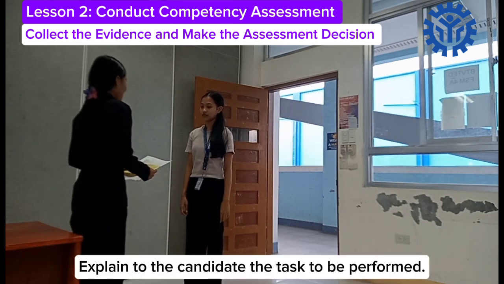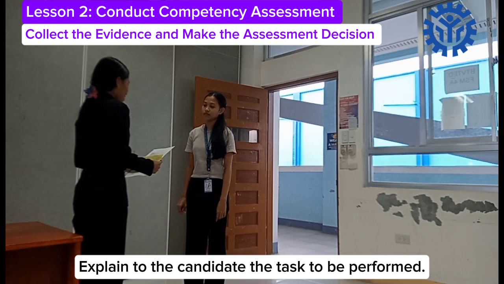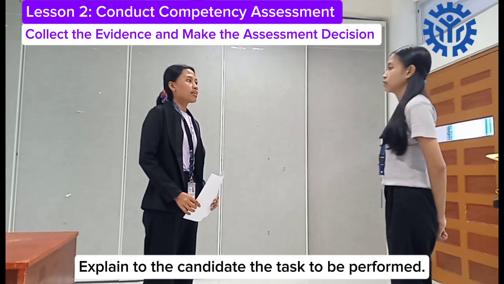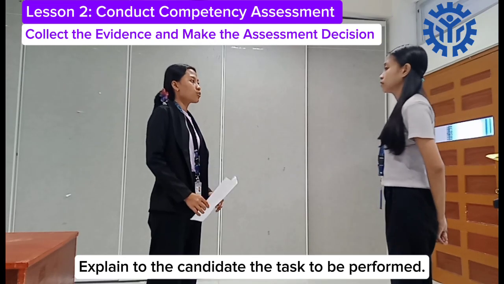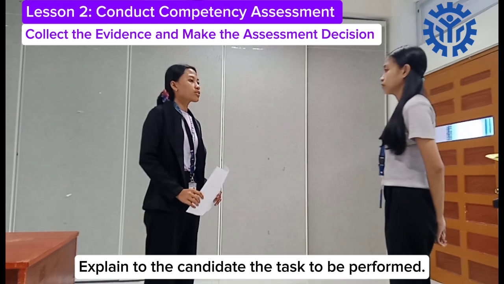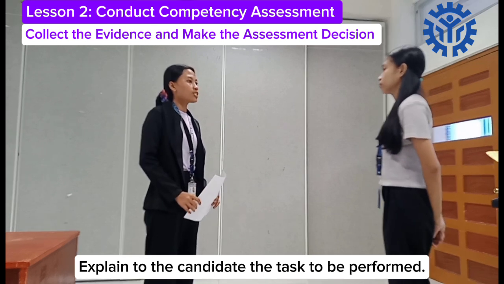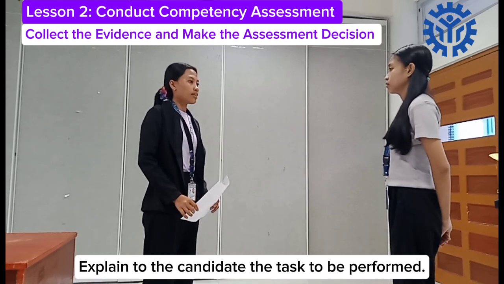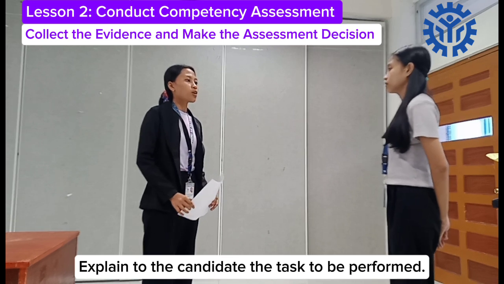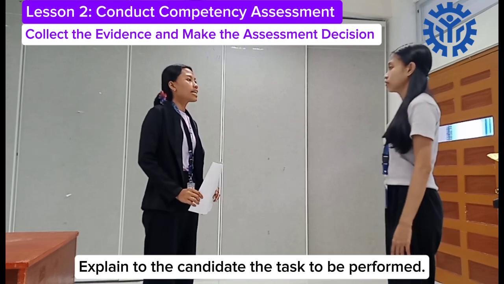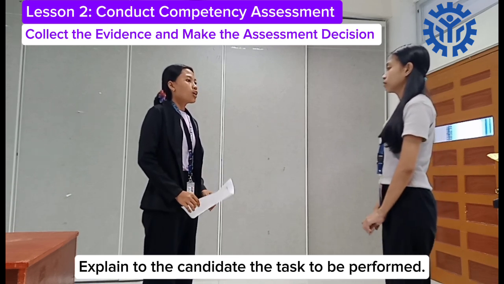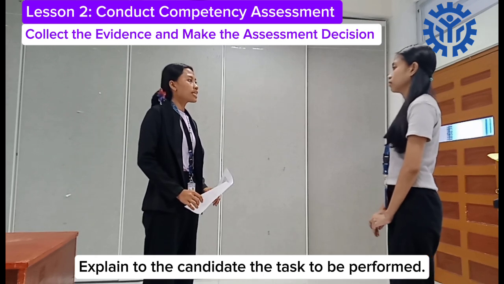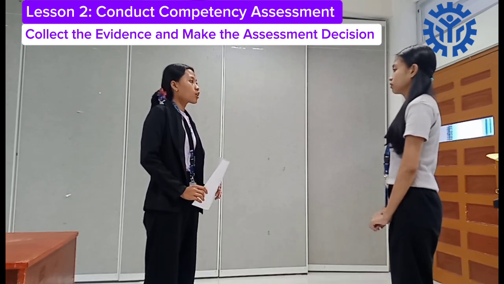Explain to the candidate the task to be performed. For electronic product assembly and servicing NC2 qualification, I am going to assess your skills and knowledge in assembling electronic product. You are going to perform that specific task regarding that competency. You are going to perform mounting and soldering electronic components.